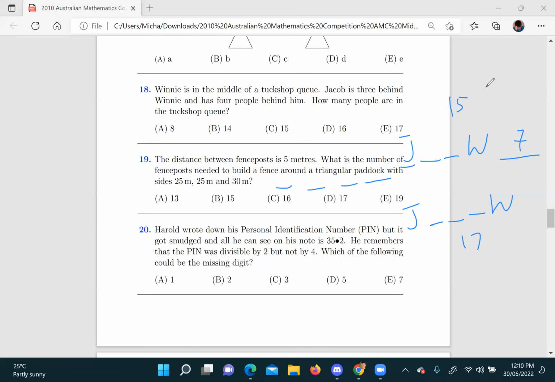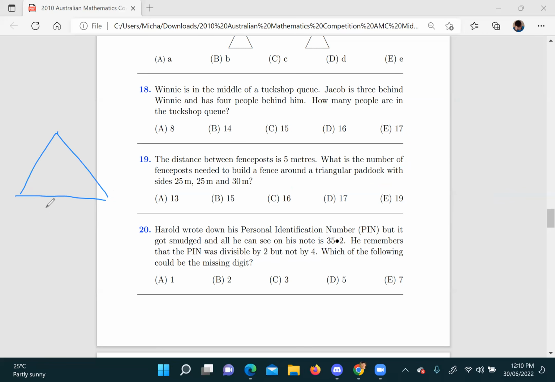Okay, the distance between fence posts is 5 meters. What is the number of fence posts needed to build a fence around a triangular paddock? Okay, hold on. Let me just draw this up. So you have a 25 meter, 25 meter, and 30 meter, yeah? Yes.